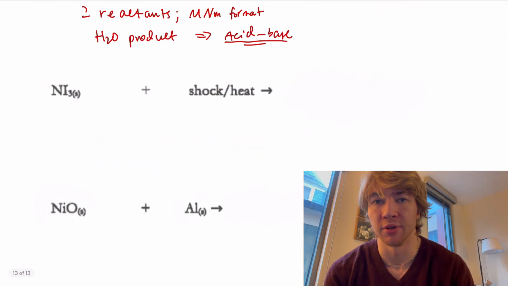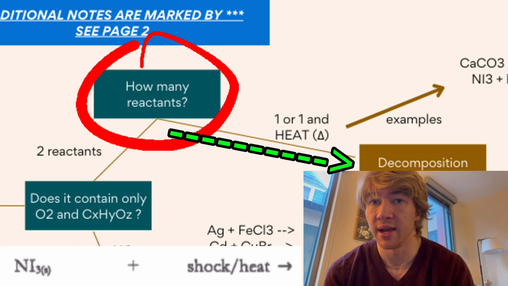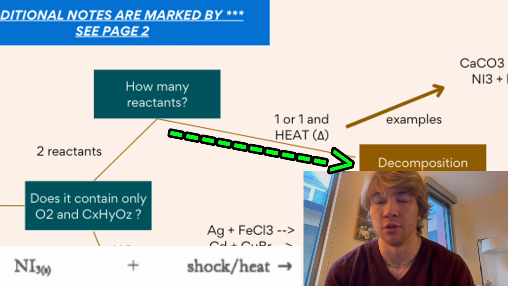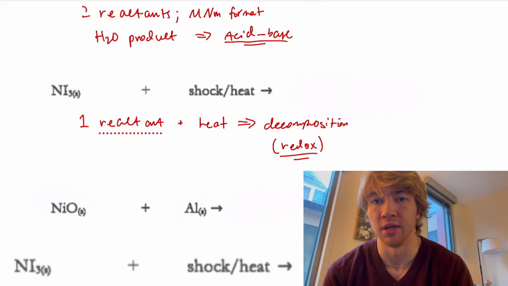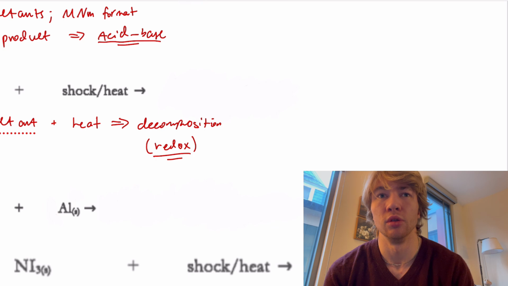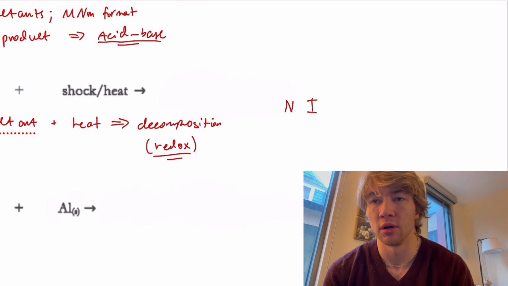Okay, this looks a bit different. So here we've only got one reactant and it's being added to heat. So on our flowchart here, that means we're looking at a decomposition reaction, which is a type of redox. And the strategy that I always use here is to look within the reactant for things you already know.